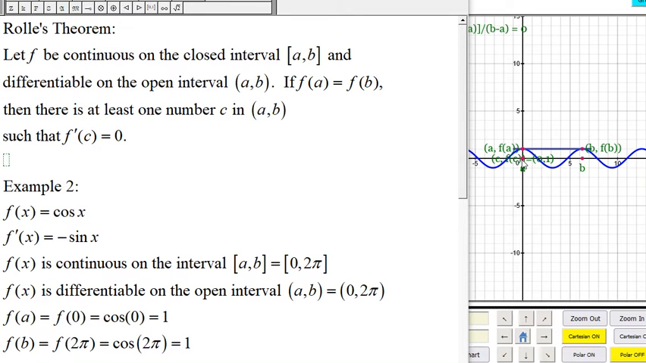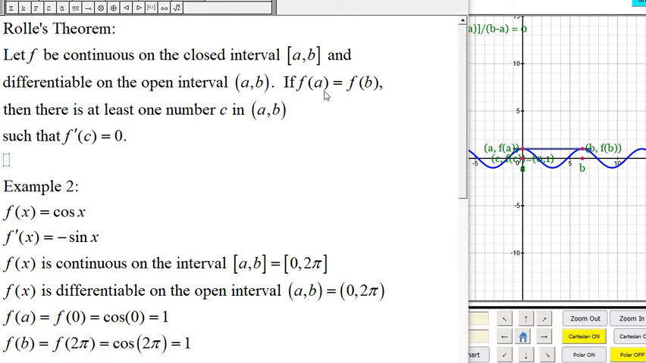If we look in the graph from 0 to 2 pi, you can see that the graph is continuous on the closed interval from 0 to 2 pi. The derivative here also exists for every x in the open interval from 0 to 2 pi. And therefore the function cosine of x is continuous on the closed interval from 0 to 2 pi, and f of x is differentiable on the open interval from 0 to 2 pi because the derivative exists for every x between 0 and 2 pi.